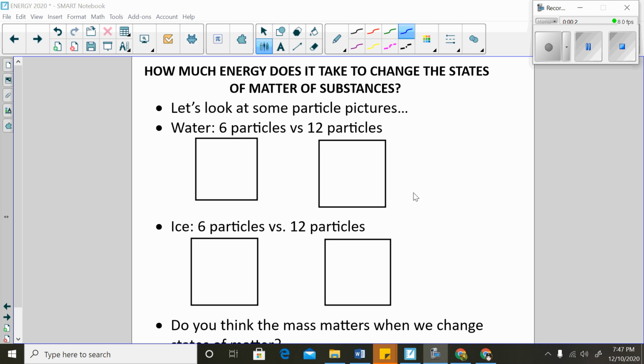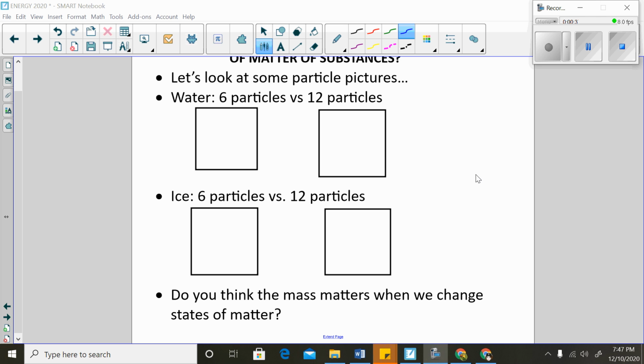But we have discussed phase changes, right? Like melting, solid to liquid, or evaporation, liquid to gas. How much energy does it take for that to actually occur? Well, let's start by looking at some particle pictures. So let's just look at water, liquid water.